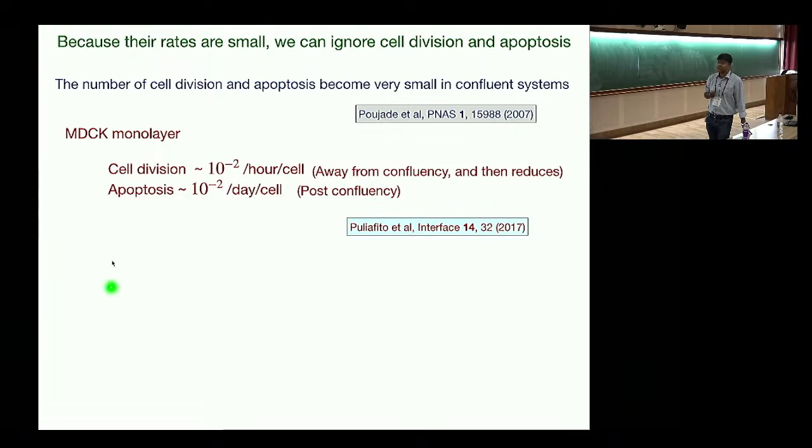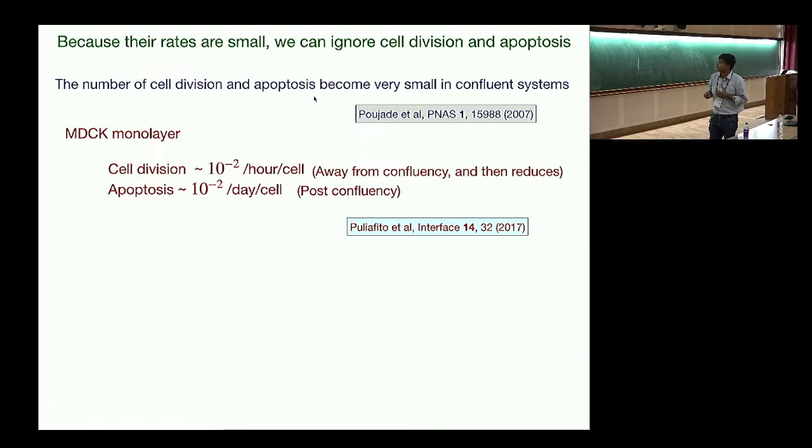Now, within this system of our interest, the cell division and apoptosis, their number becomes really rare as you go towards the confluent system. So, starting from say very few number of cells in the dish, they will keep dividing, and some of them will die. Eventually, they will reach the limit where all the cells entirely fill the space. As you go towards that confluent limit, the cell division and apoptosis rate keeps decreasing.